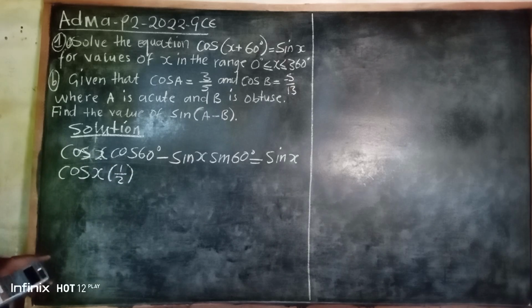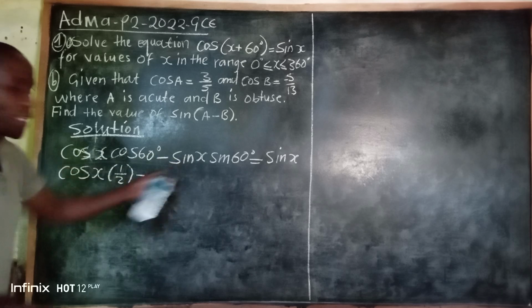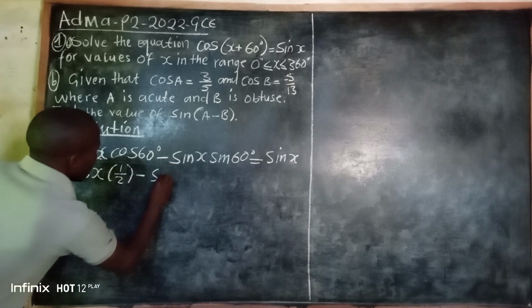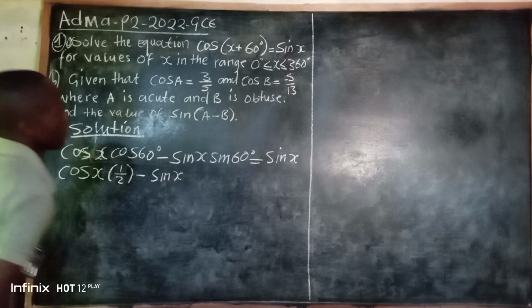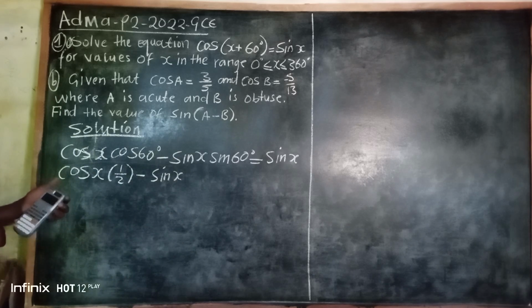So we are saying 1 over 2, minus. There we write sin x. We just bring down this one. Then sin 60. What is the value of sin 60?